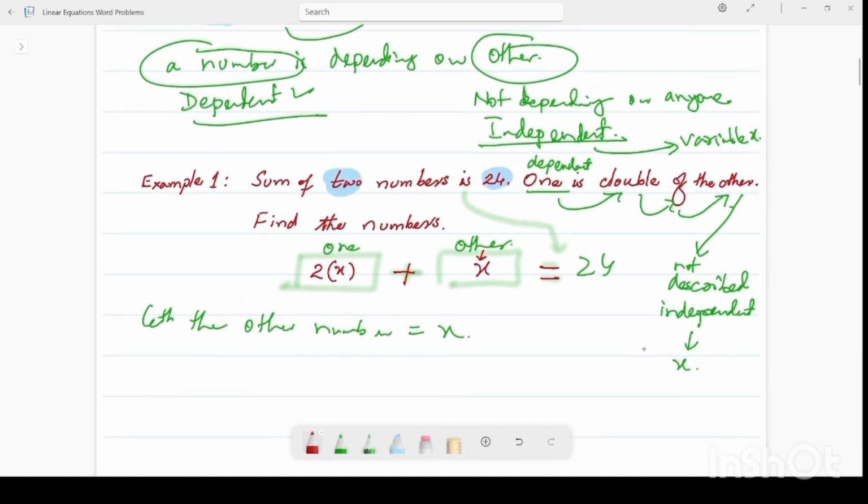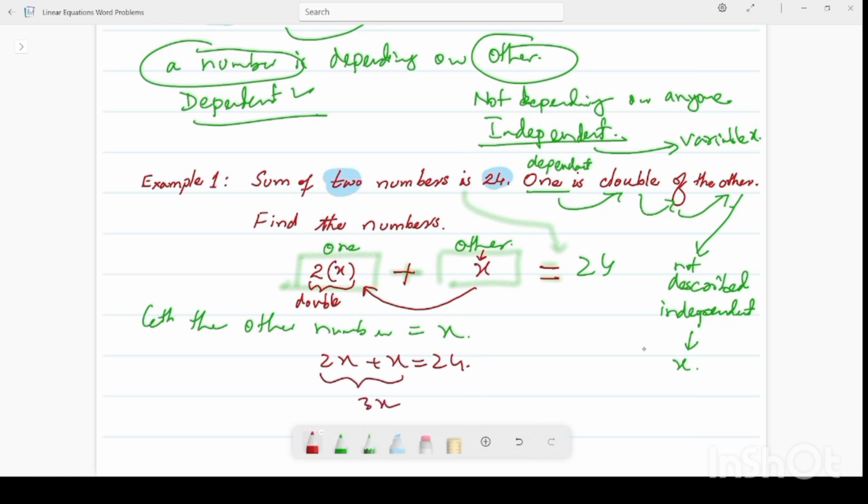So then we'll be assuming the independent variable as x, and according to that we'll be forming the other variable according to the statement, which says double than the other. So the other is x already, and this one is double, 2x. So now we have the statement that 2x plus x is equal to 24. Now we'll be solving this linear equation. We know that 2x plus x is 3x.